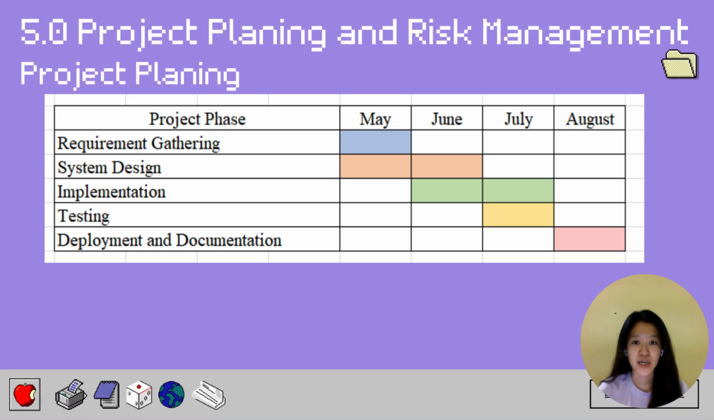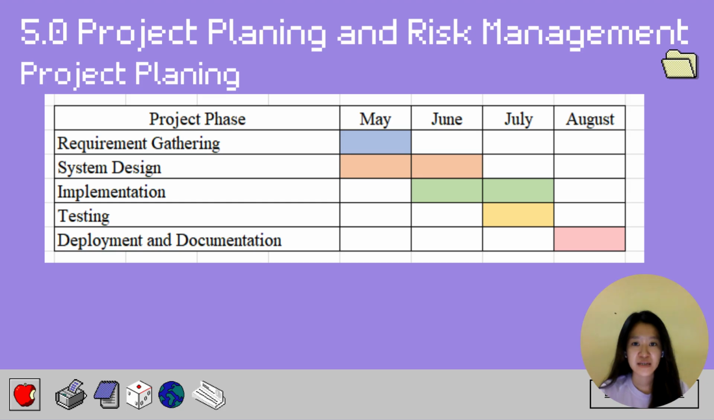This slide shows the project planning timeline for the development of the Touch and Go eWallet system, which is scheduled over a period of 4 months from May to August. In May, the team focused on requirement gathering to identify the system requirements and user needs. At the same time, the system design phase begins and continues into June. During May and June, activities such as user interface design, database design, and system architecture design are completed.